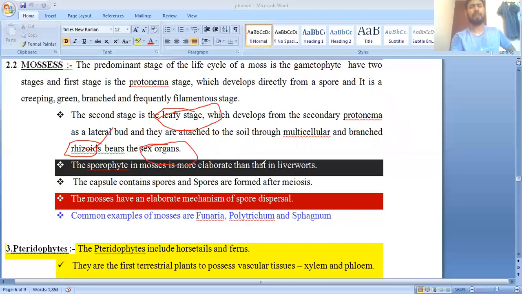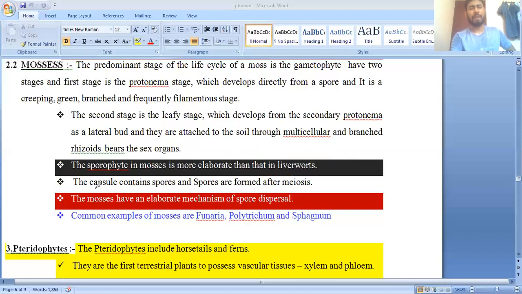Next, let's compare liverworts and mosses. In the evolutionary sequence, mosses are more well developed. Why are mosses considered well developed? Because they have a more elaborate spore dispersal mechanism. So if you compare liverworts and mosses, mosses are much better than liverworts. The sporophyte of mosses is more elaborate than that of liverworts. Why? Because evolution is going on: in the evolutionary sequence, liverworts came first, then mosses came, so mosses have better characters compared to liverworts.